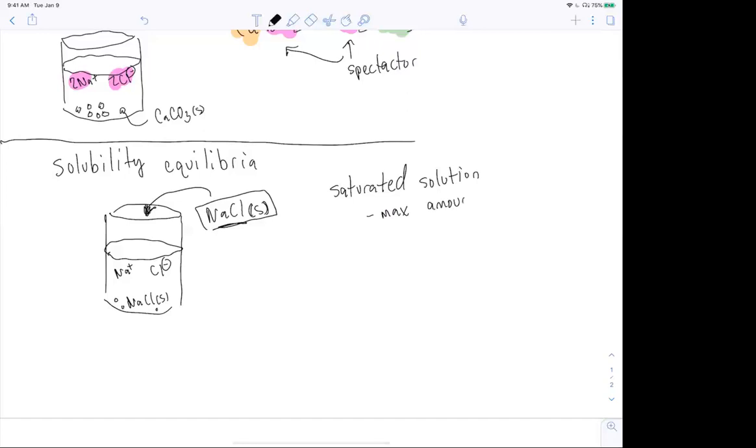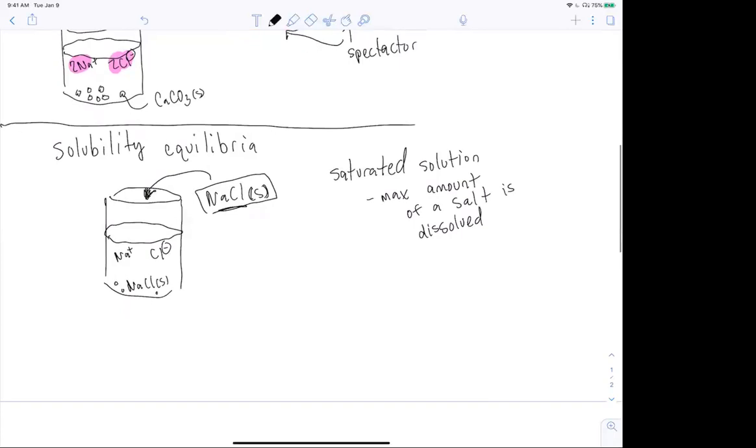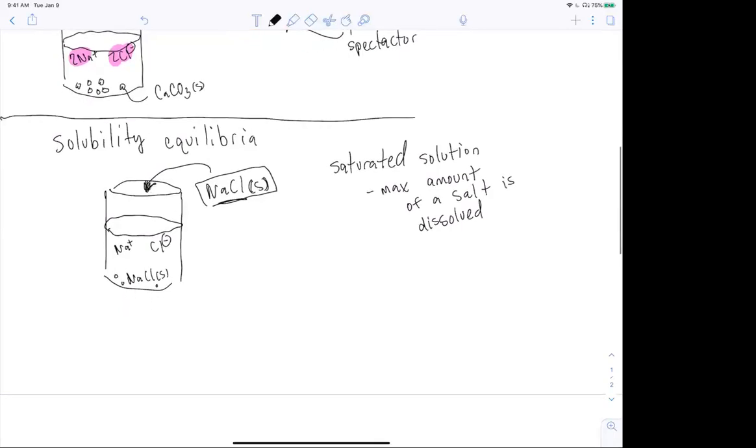This is when the max amount of a salt is dissolved. So a salt here, for us, we're going to call it a salt. A salt here refers to anything, not sodium chloride necessarily, but it could also refer to calcium carbonate or lead sulfate, any kind of ionic compound.